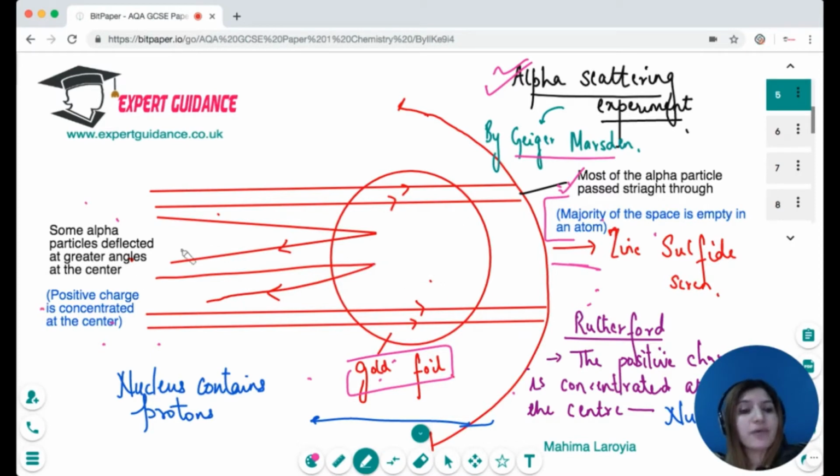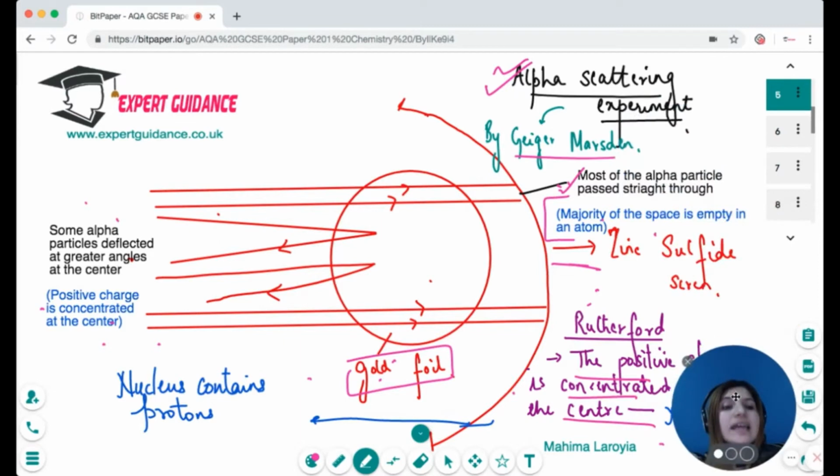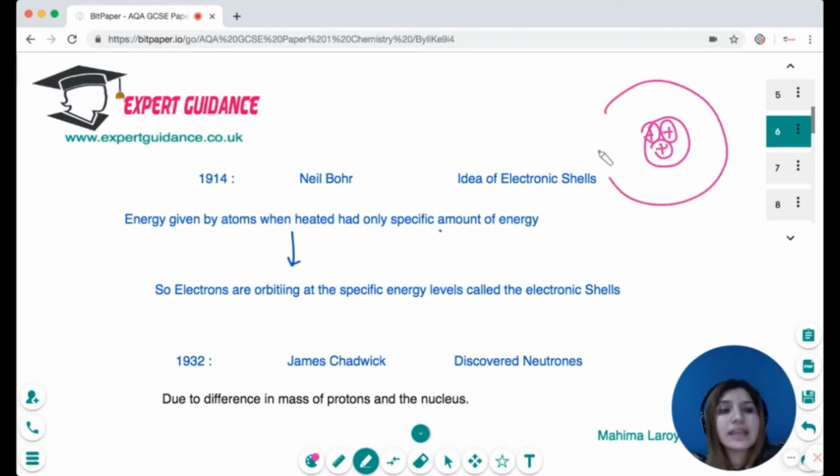So therefore, Rutherford modified the structure of J.J. Thomson, and he said that the positive charge which is concentrated at the center is the nucleus. So he refined the structure, and he said that there's a nucleus at the center which consists of positive charged subatomic particles, and then the electrons are revolving around this nucleus.